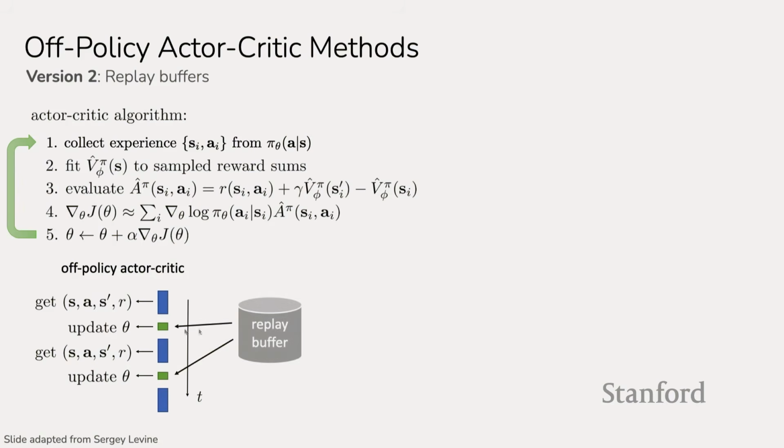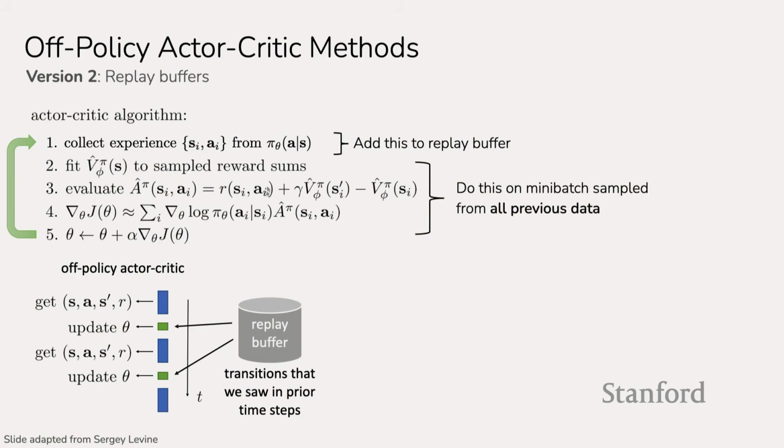And when we update our policy, this will actually be coming from a replay buffer. We'll be doing gradient steps using all of our past experiences rather than just our immediate past experience. So when we collect experience, we'll want to add this to our replay buffer. And when we then update our policy, we want to use a mini batch sampled from all previous data rather than just our last batch of data. So those are the modifications we need to make in order to use a replay buffer.